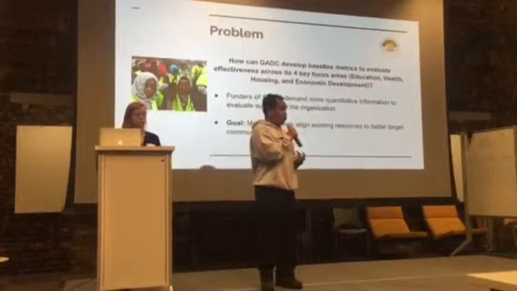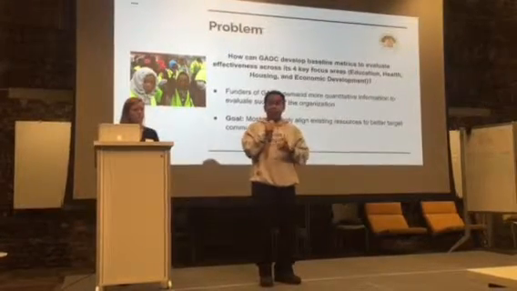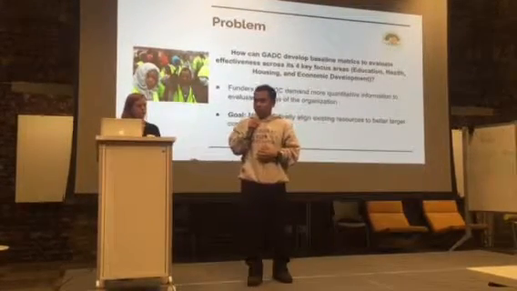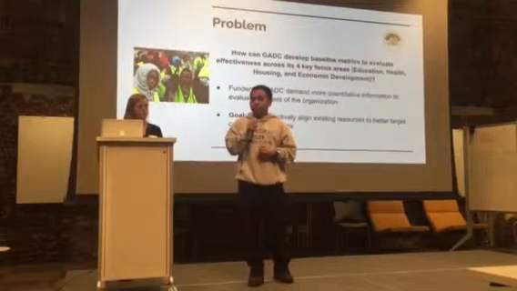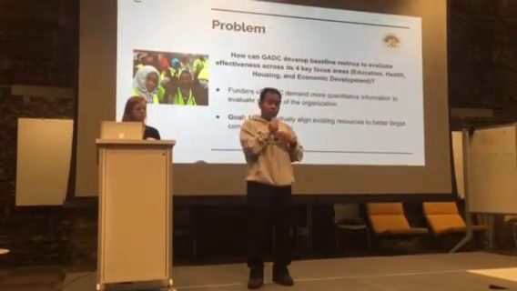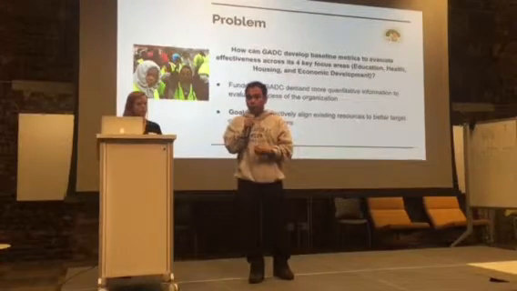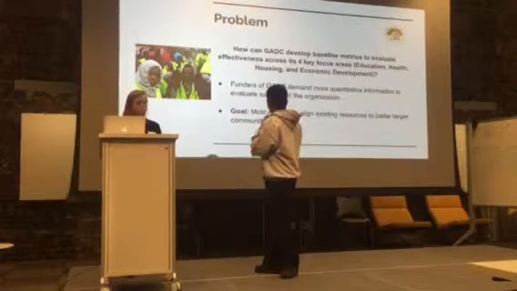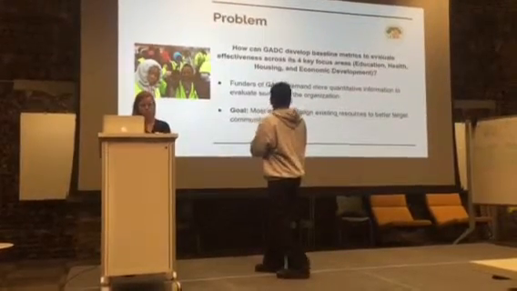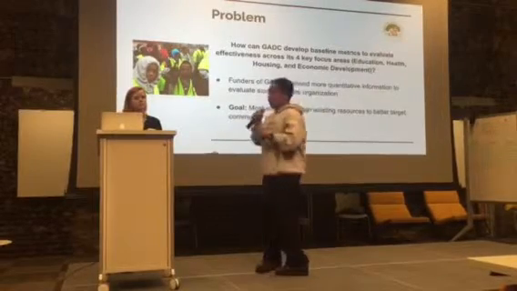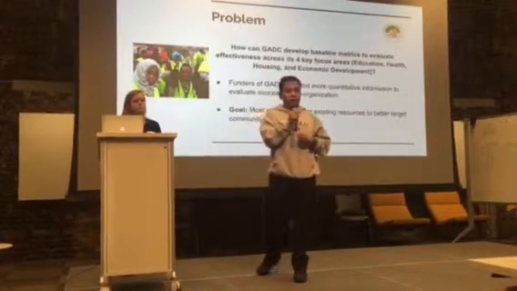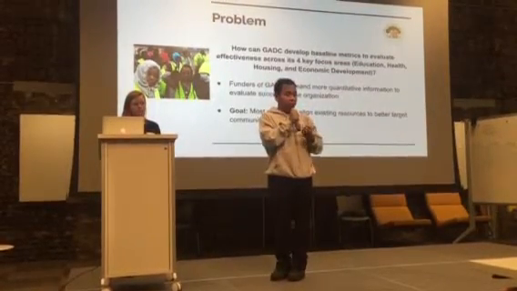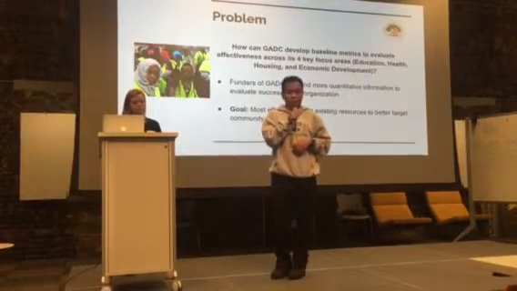GADC needs to operate more sustainably. However, in the current environment, they have been facing difficulties aligning resources to work effectively internally, and finding a way to communicate reliably with the funders to get more support. They demand more and more qualitative information that can be proven to evaluate success of the organization. Therefore, we're going to propose a solution: a baseline matrix to evaluate effectiveness across its 4 key focus areas that I've mentioned before.